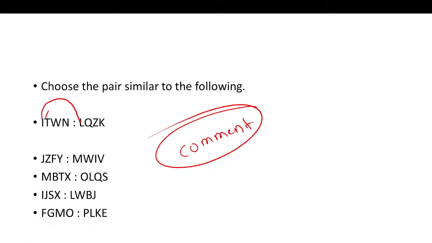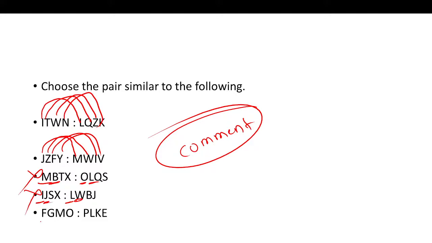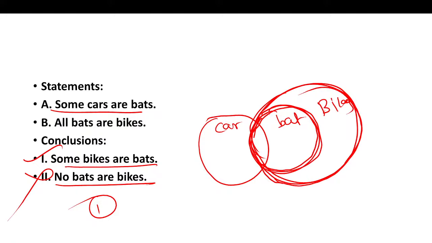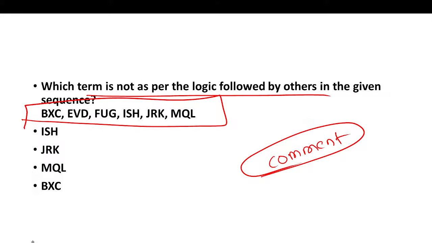Plus 3, minus 3, plus 3, minus 3. So identify plus 3, minus 3, plus 3, minus 3. Here plus 3 is okay, but minus 3 is not. Option A is the correct answer. I told you one problem, and this problem you have to comment. If you are really an intelligent person, you can comment. You have to answer.